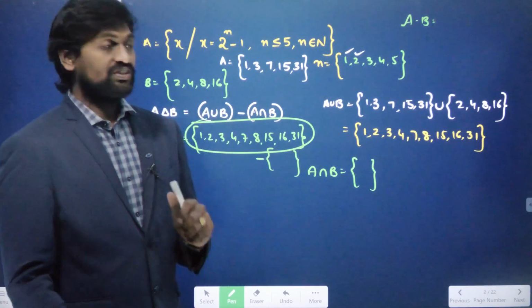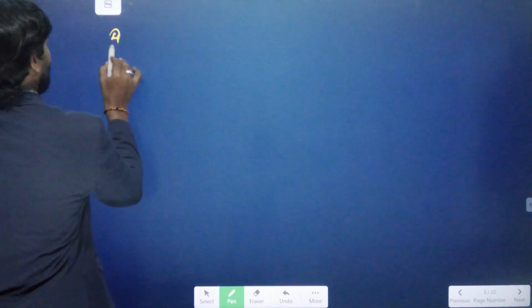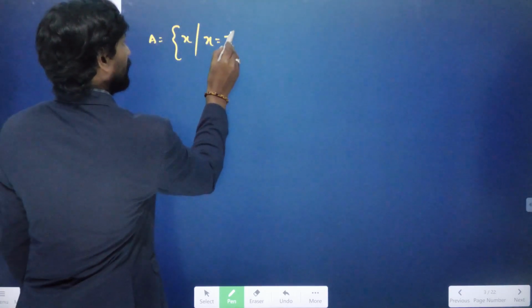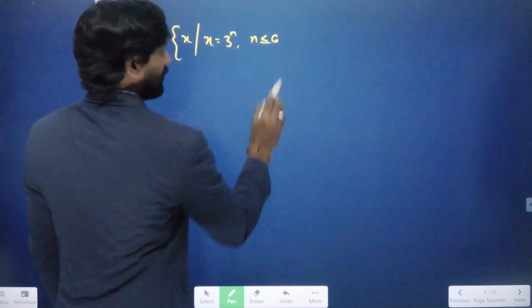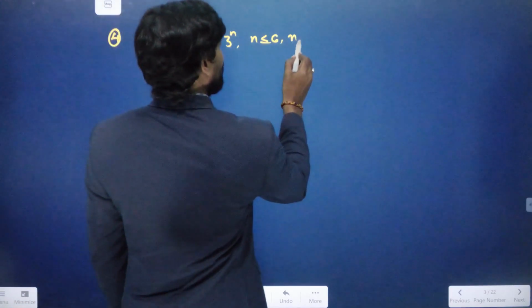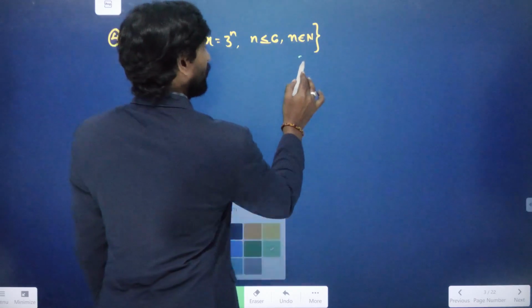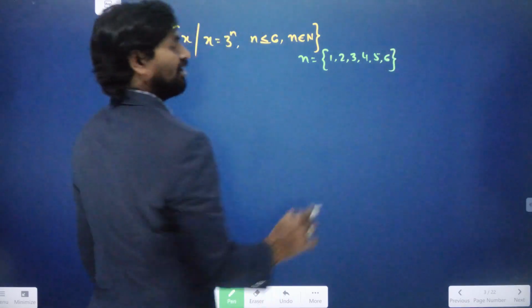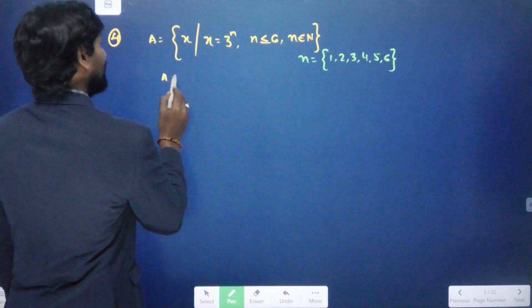So let us move on to problem number 4. The fourth question is given that A equals x such that x is in the form of 3 power n, where n is less than or equal to 6 and n belongs to natural numbers. Natural numbers start with 1. So n is 1, 2, 3, 4, 5, 6, because 6 also we should take. Based on that, try to find the elements of set A.